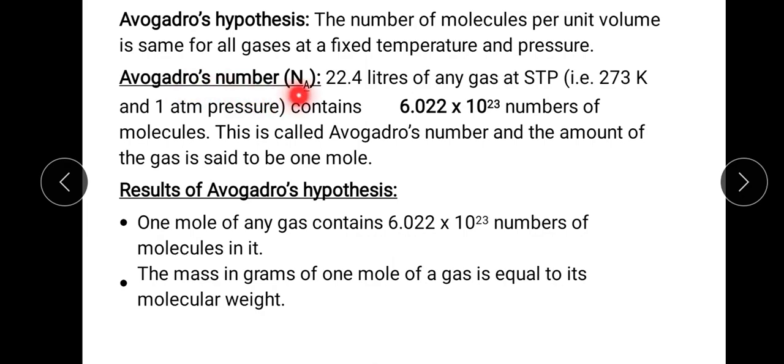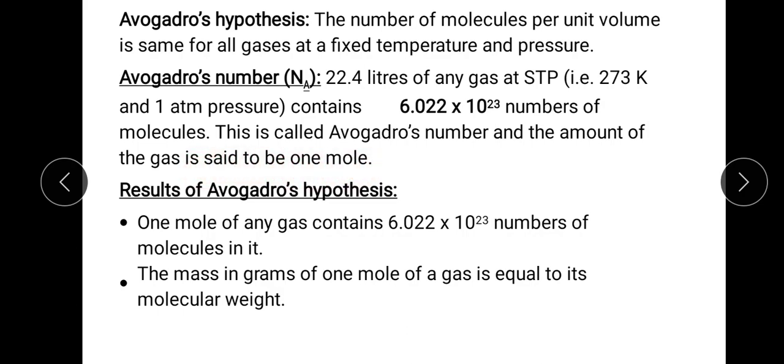And the Avogadro number, how to find it? 22.4 liters of any gas at STP, where STP refers to standard temperature and pressure, that is a temperature of 273 Kelvin and 1 atmospheric pressure, contains 6.022 into 10 power 23 molecules, and this number is called the Avogadro number. And the amount of the gas is said to be 1 mole.